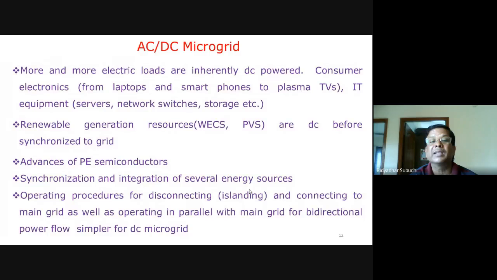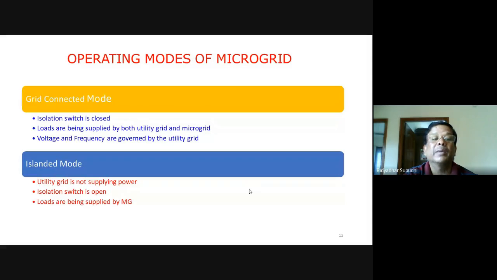But if you look at this AC and DC microgrid, the synchronization of the AC microgrid and connecting and disconnecting the grid from the main grid is a challenge in the case of the AC microgrid than a DC microgrid. And the operating modes of a microgrid, generally there are two modes: grid connected and the isolated mode, or islanded mode. For a grid connected mode, we need to have an isolation switch that needs to be closed for operating the microgrid in the grid connected mode.